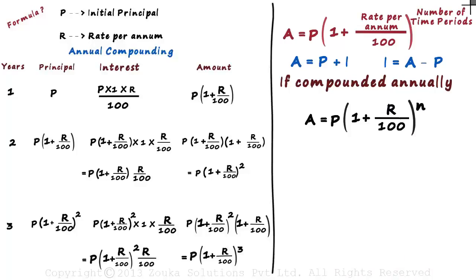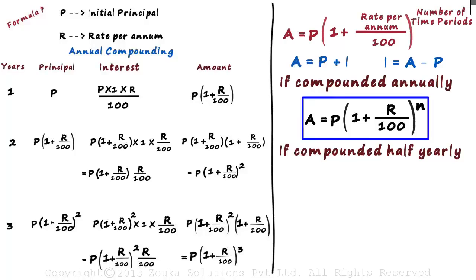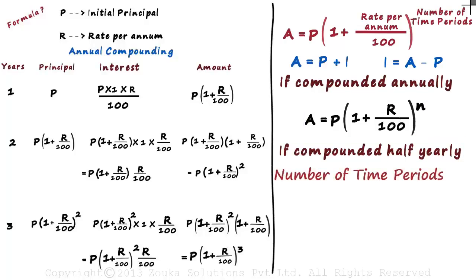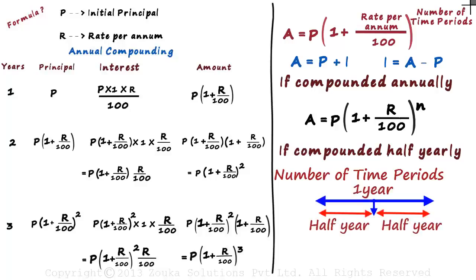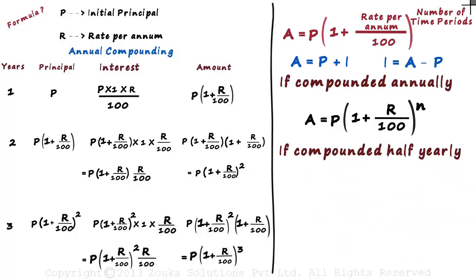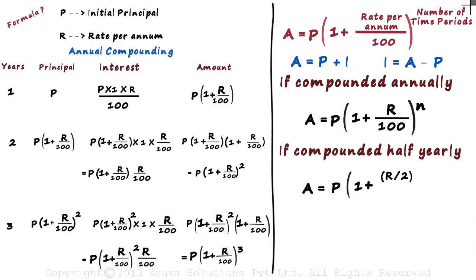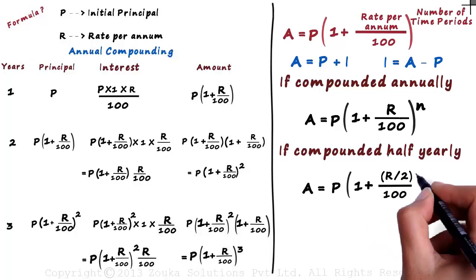But what if it is compounded half yearly or quarterly? Do we have to derive another formula? No, we don't. We need to just modify this one. If compounded half yearly, then what will happen to the number of time periods? As there are 2 half years in a year, they will double, and the rate of interest for each period will be half that of the rate for a year. So the amount will be P multiplied by 1 plus R by 2 divided by 100, the whole raised to 2n.